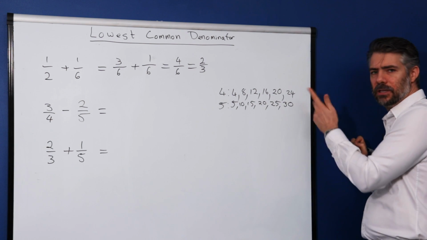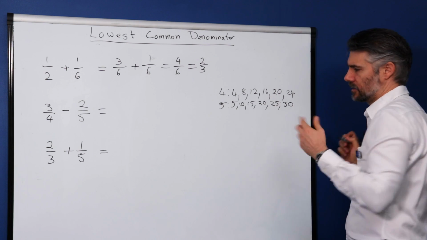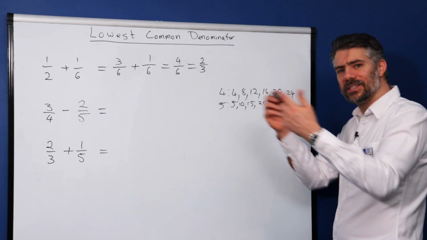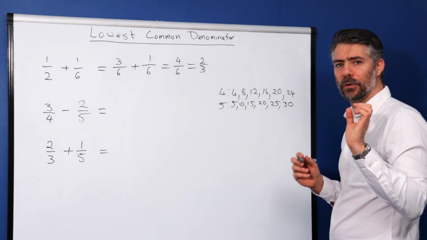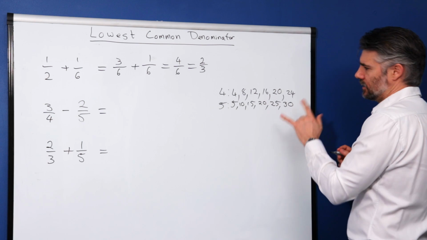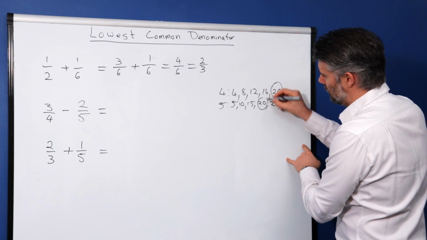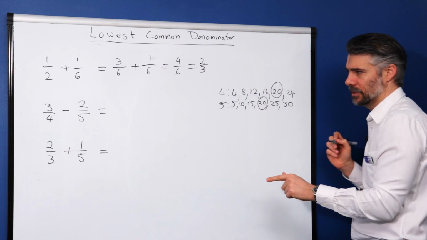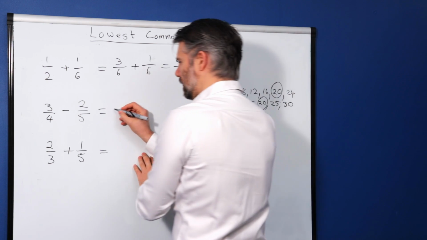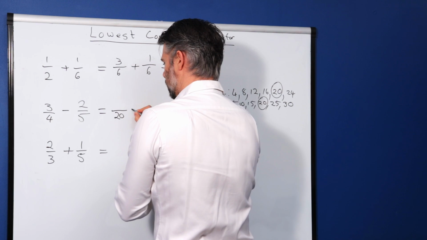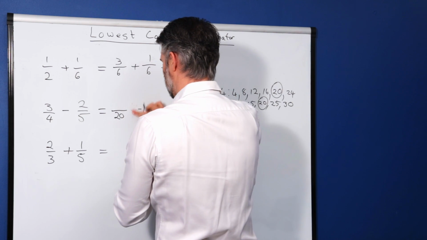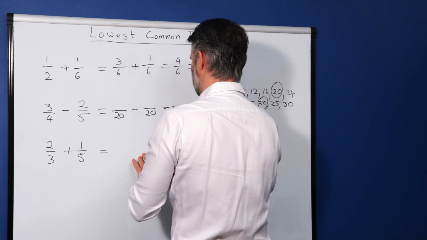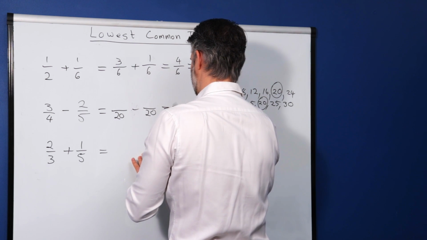Okay, so now we could continue both of those lists indefinitely. But what we're looking for is a number that is in both lists, and we're looking for the smallest number that's in both lists. In this case, it's 20. 20 appears in both lists, and it's the smallest number that appears in both lists. So our denominator here will be 20. So it's something over 20 minus something over 20 is equal to something over 20.